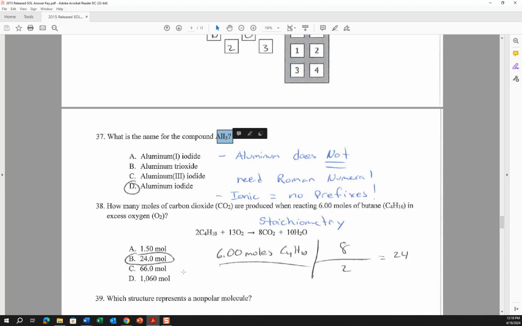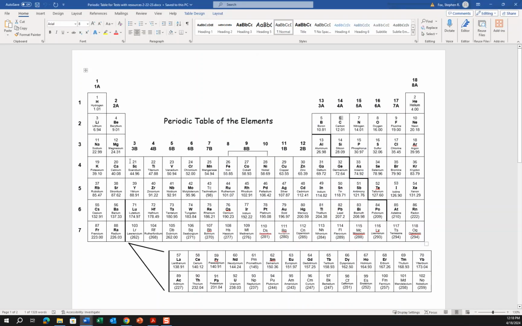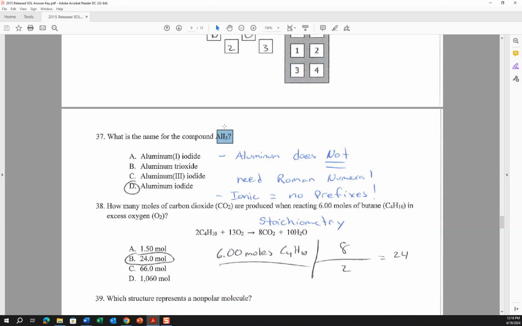This is an ionic compound. All you have to do is name the cation, name the anion. The name of the cation is aluminum. It's not aluminum 3 because you don't need the Roman numeral. And you don't use prefixes for an ionic compound. Okay? So you don't say triiodide. You just say aluminum iodide. Okay?